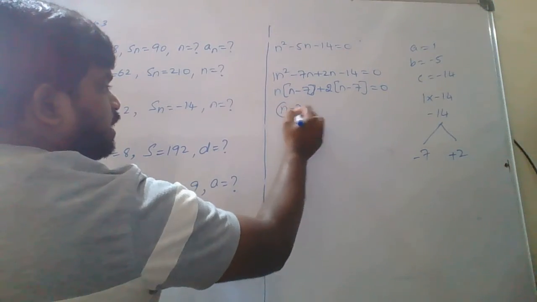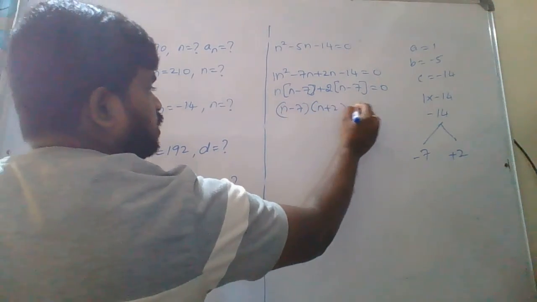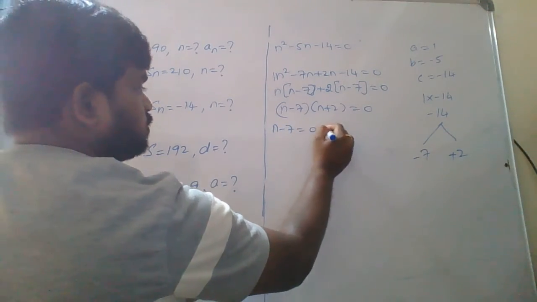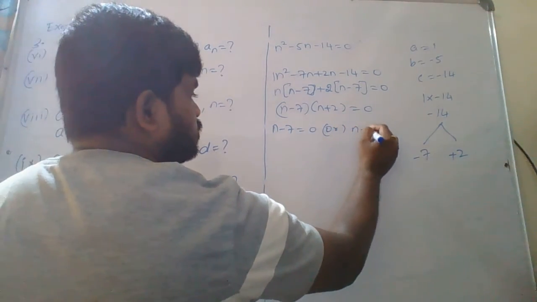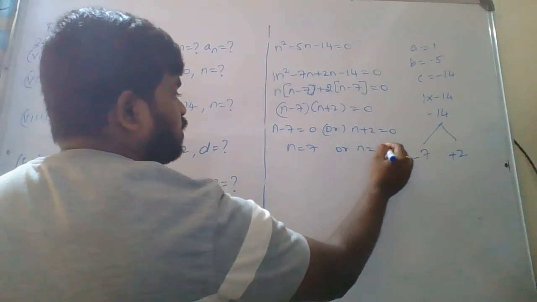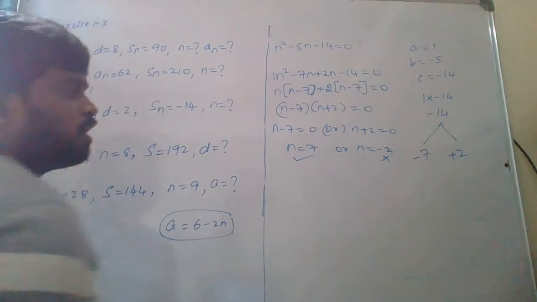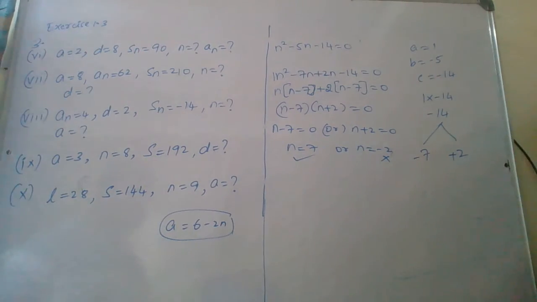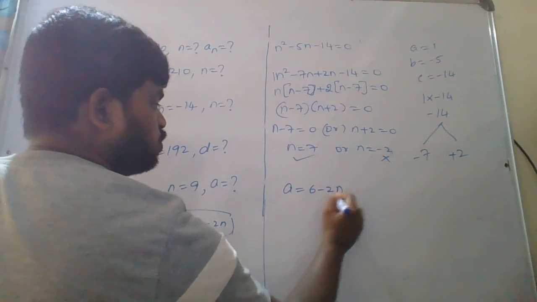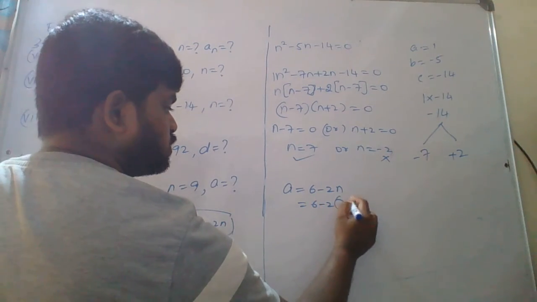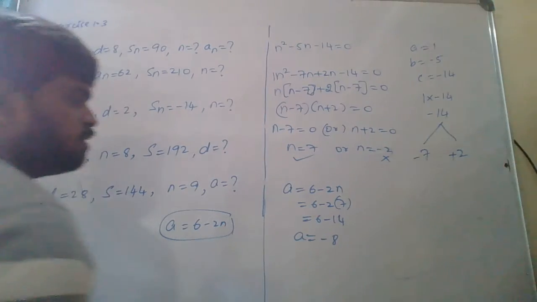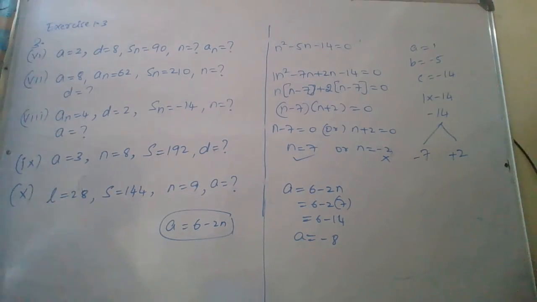The same thing: n minus 7 and n plus 2 equal to 0, which implies n minus 7 is equal to 0, or n plus 2 is equal to 0, which implies n is 7 or n is minus 2. This is not possible. Therefore, the correct value of n is 7. So you got the value of n. Substitute here, a is 6 minus 2n. 6 minus 2 into 7. So it becomes 6 minus 14, which is minus 8. So you got the value of a also.